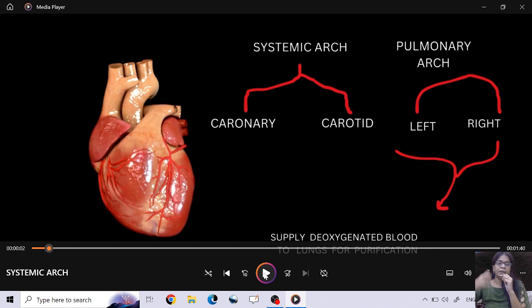This systemic artery arises from the left ventricle, because the left ventricle contains the oxygenated blood, right, which is coming from the lungs. This systemic artery arises from your left ventricle, and immediately comes out of your heart and gets separated as the coronary artery and the carotid artery. The coronary arteries supply blood to the muscles of your heart for its effective functioning. And the carotid artery is again divided into two, right?